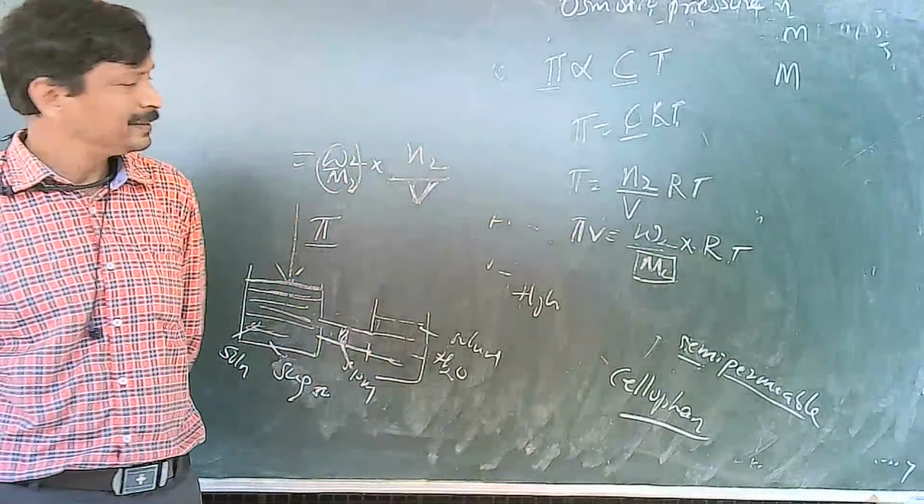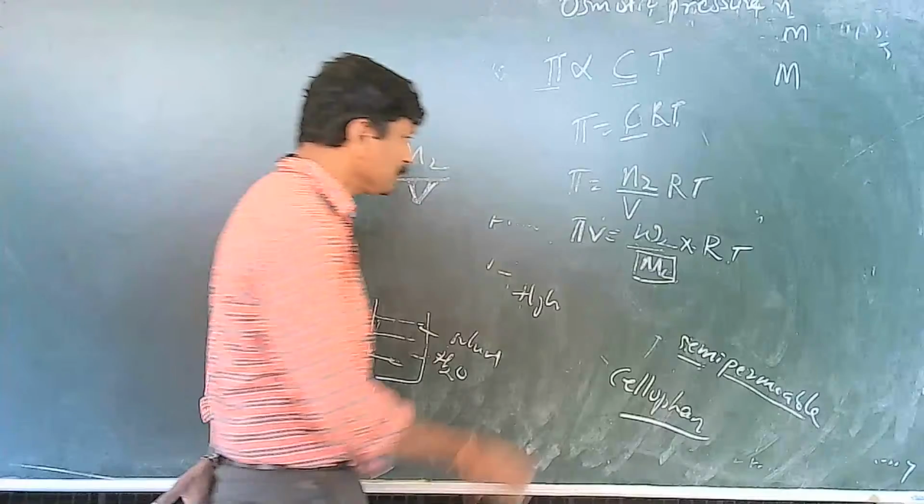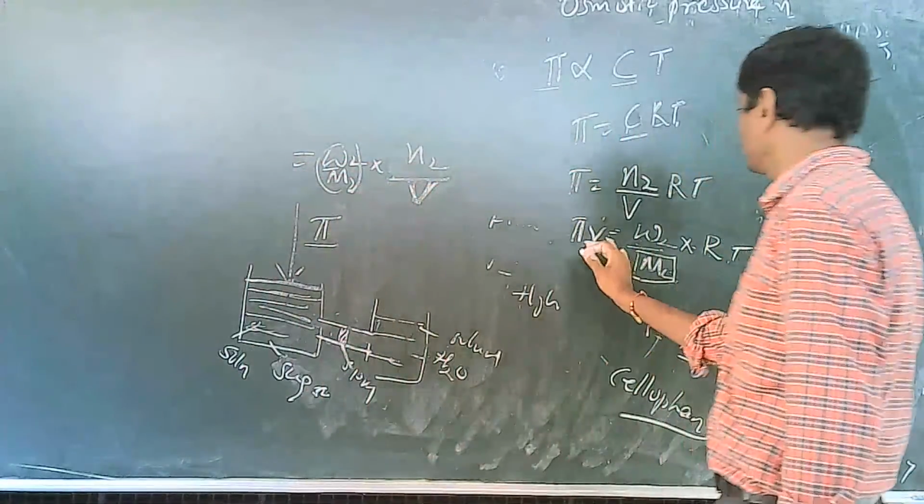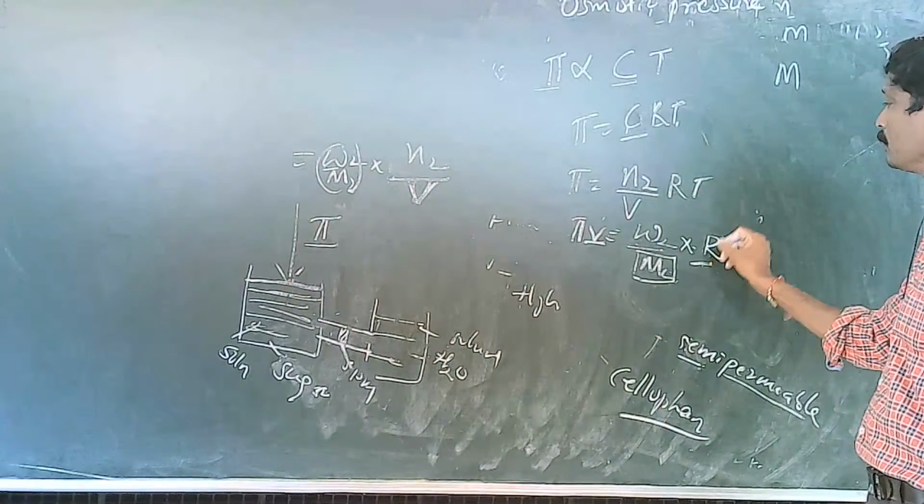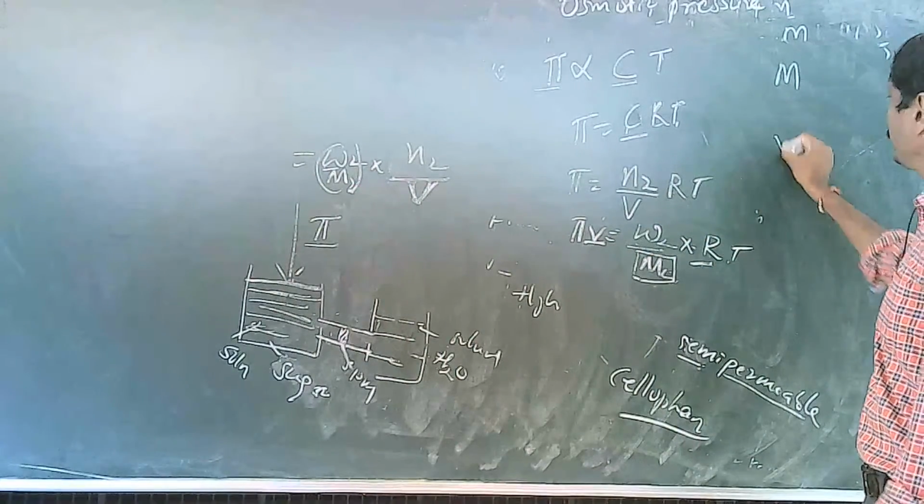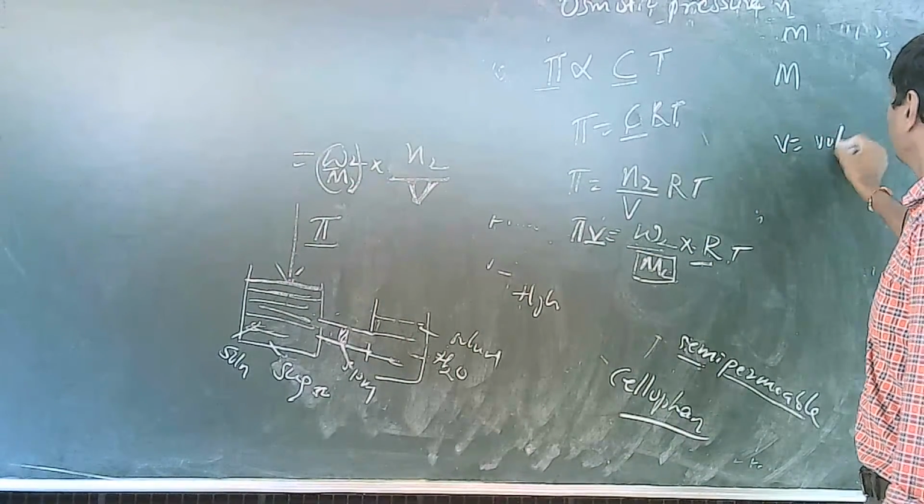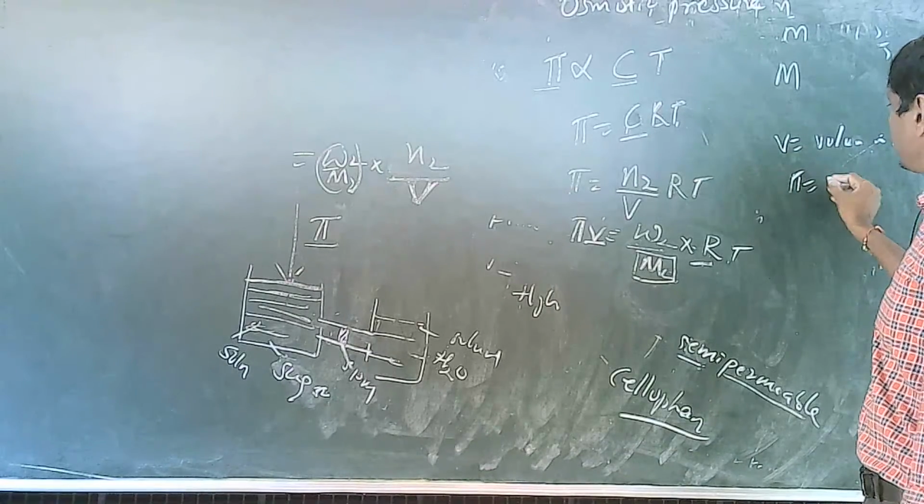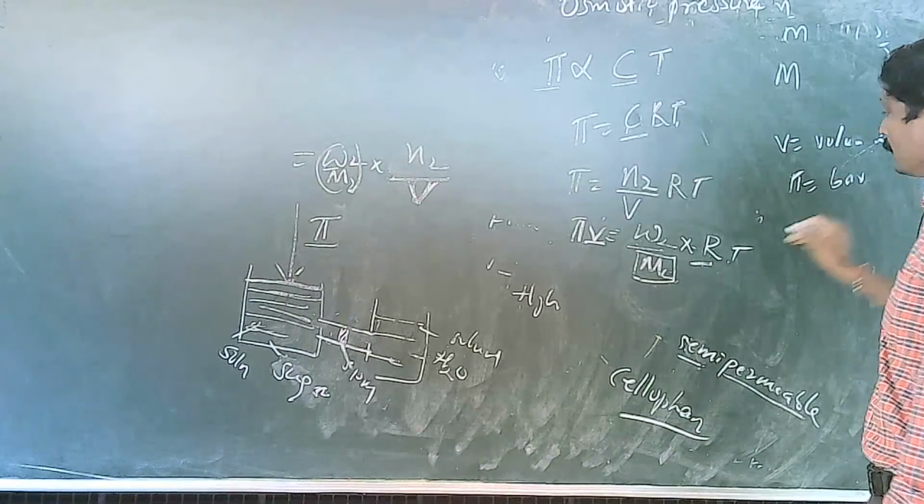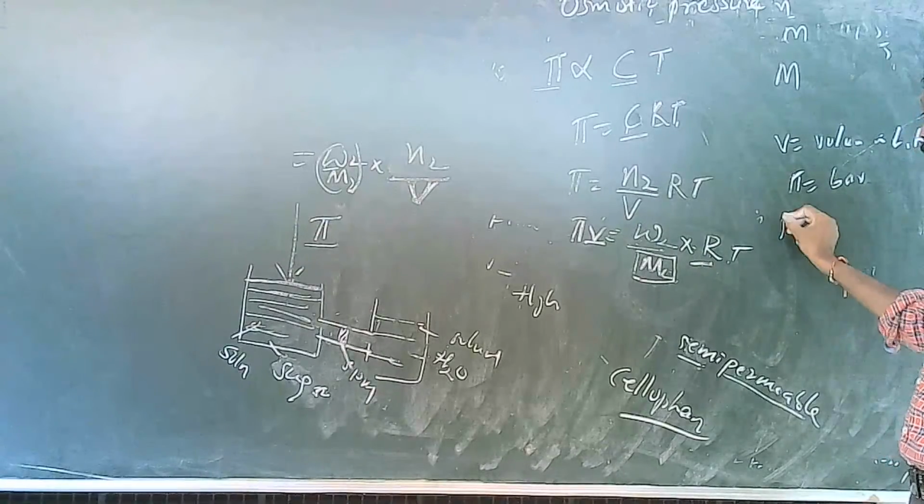See here, what are the units? Units are a little bit important here. So, V is a volume in liters, and if pi is in bar, then the value of R should be what?